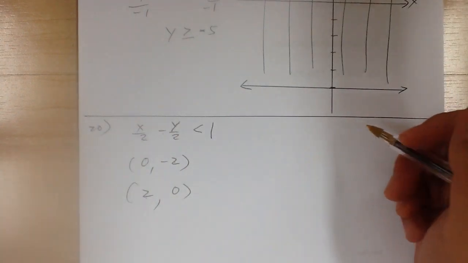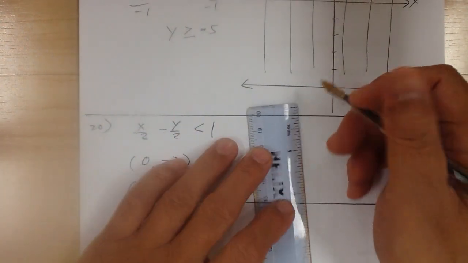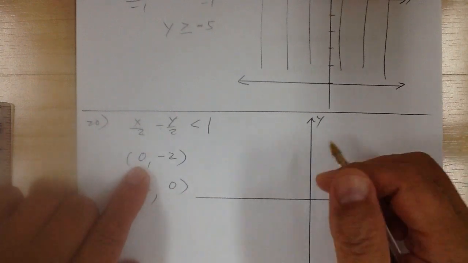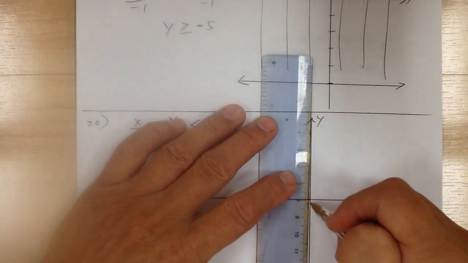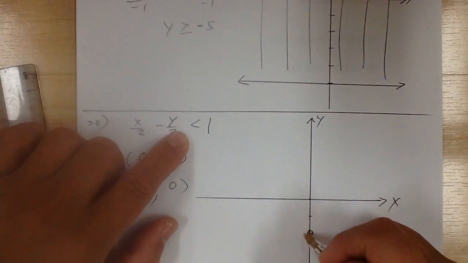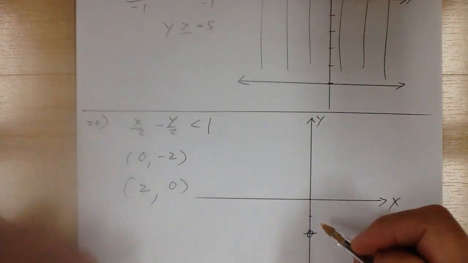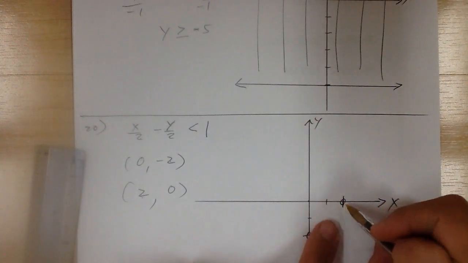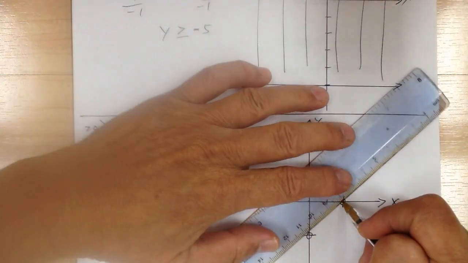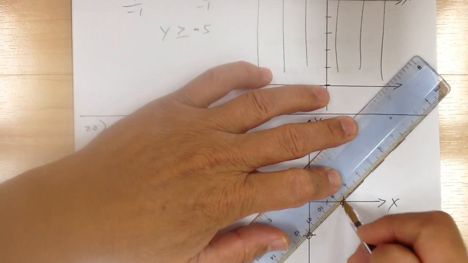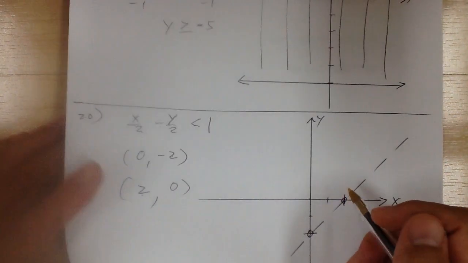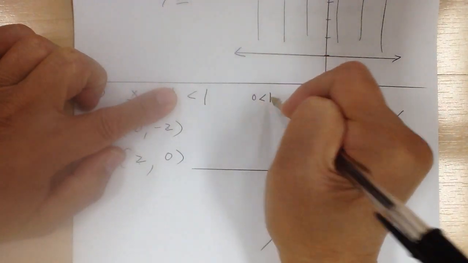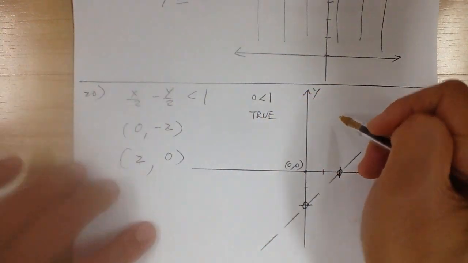Okay, so let's go and graph that. The first point is 0, -2, and it's going to be an open circle, because there's no equal. Then this one is 2, 0. Again, it's going to be an open circle, and a dashed line. Then do the testing point. I can choose 0, 0. You put it in, and everything becomes 0, so you get 0 is less than 1. So this is true, and your graph would be on this half.